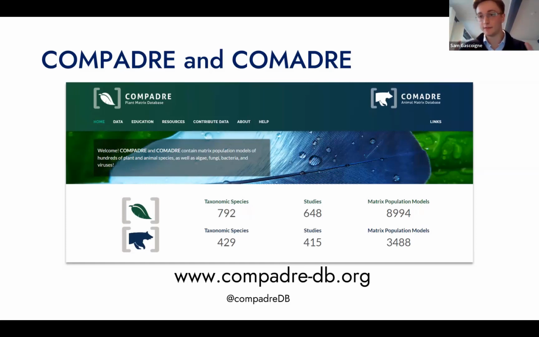Within this, just if this is of interest to anyone online, we also have lots of open access user guidelines and education materials. So if you're interested in using MPMs in the classroom or in your research, please do feel free to go to the education tab under the resources tab at the top of the website.